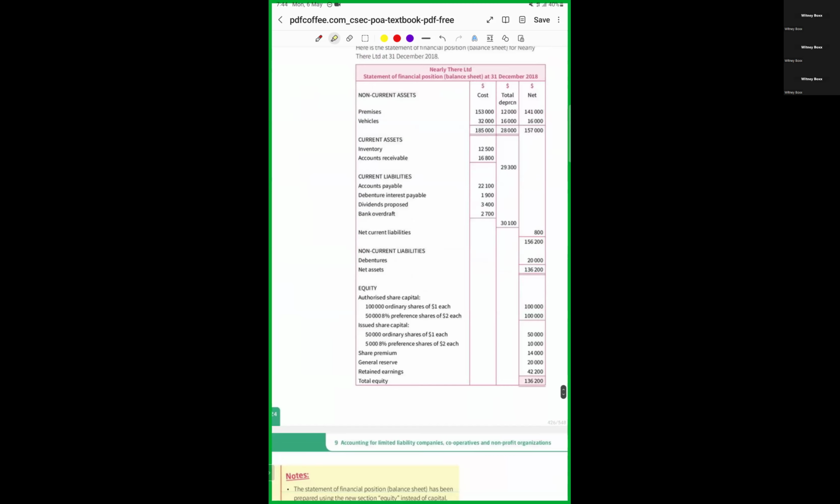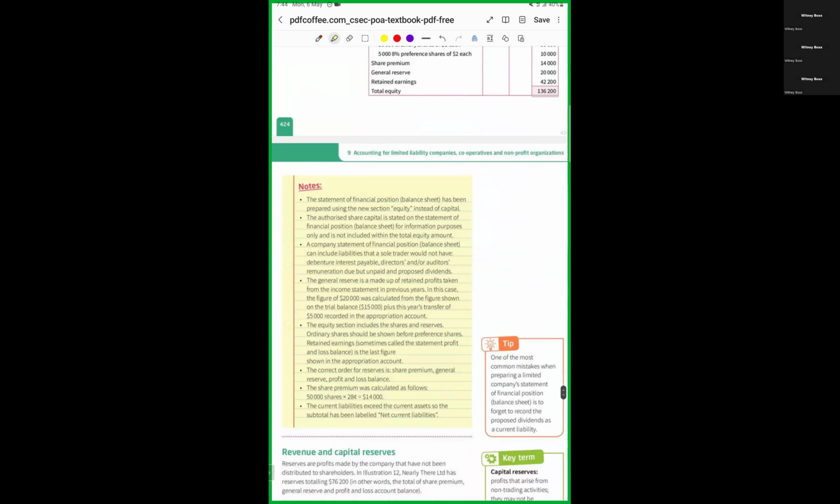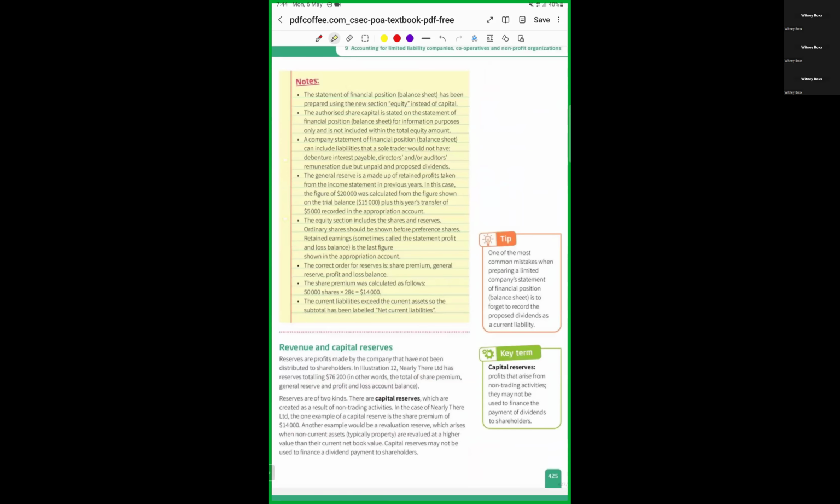Here are a few notes. Your proposed dividends are a current liability in your balance sheet. Always remember, they say they're going to pay it, but they haven't paid it as yet. It is a current liability. Proposed dividends are current liabilities.